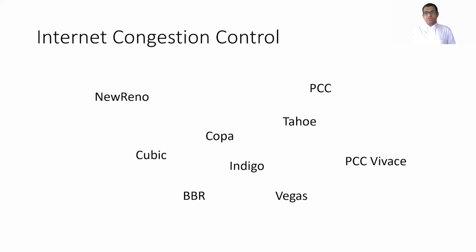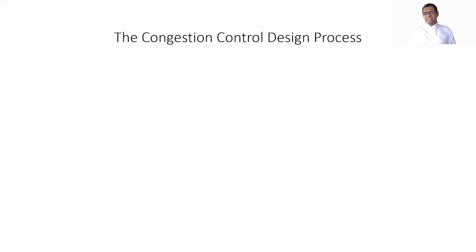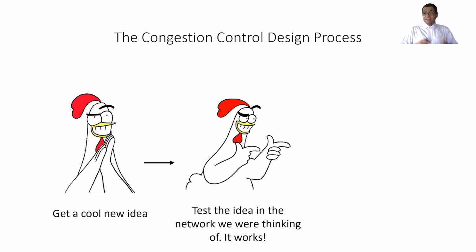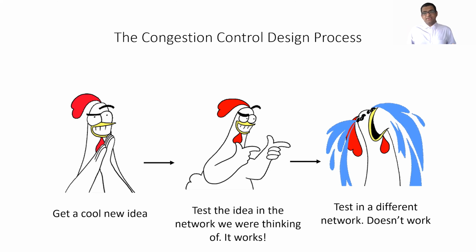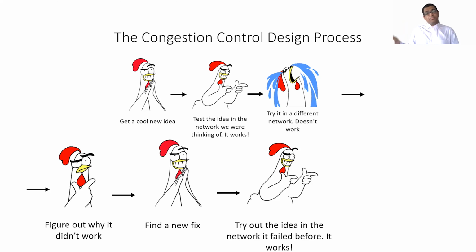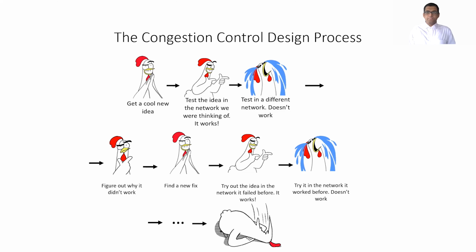Over the last 30 to 40 years that we've been working on this problem, people have proposed literally hundreds of different algorithms. And the typical design process goes like this. First, we come up with a new idea. We try it in the network that we were thinking of, and it works. We try it in a different network, and it breaks. Then we sit down, think for a while, come up with a fix, try it in the network where it broke before, and it works. Try it in the original network and it breaks. And this cycle continues. I'm sure anybody who's worked on congestion control is painfully familiar with this process.